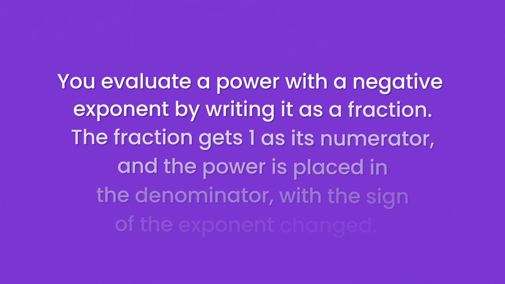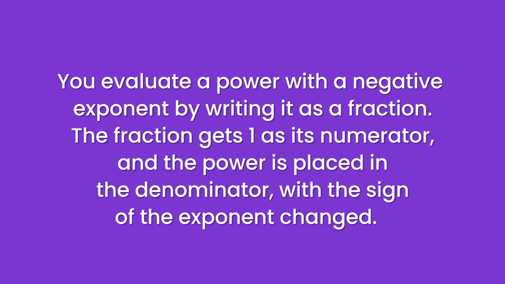You evaluate a power with a negative exponent by writing it as a fraction. The fraction gets 1 as its numerator, and the power is placed in the denominator with the sign of the exponent changed.